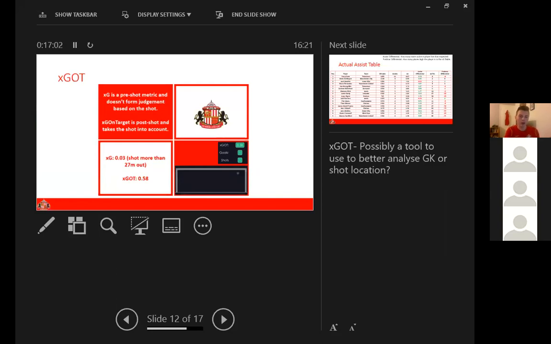So again, this maybe looks more at how clinical players are in different areas and how that can be used to utilise strength.